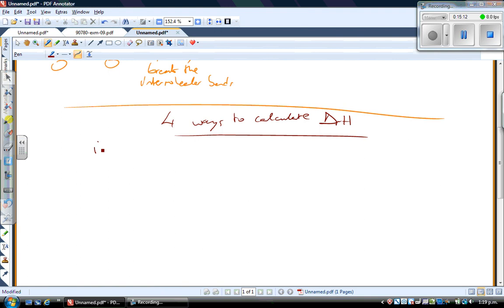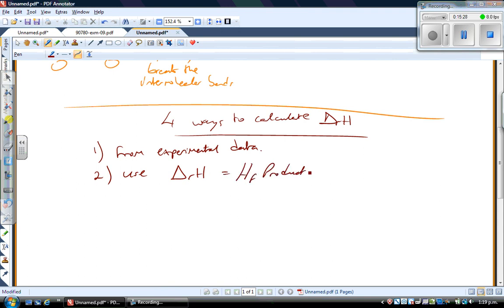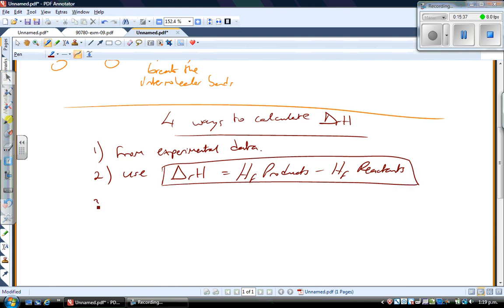Now, the first way is from experimental data. First principles from experimental data. Second way is to use this formula. The enthalpy for a reaction can be found from taking the enthalpy of formation of the products and subtracting the enthalpy of formation of the reactants. That's a simple equation, but be aware of it. Sometimes you can use it and it makes calculation easier than doing it some of the more difficult ways, and you cover that in level 2.